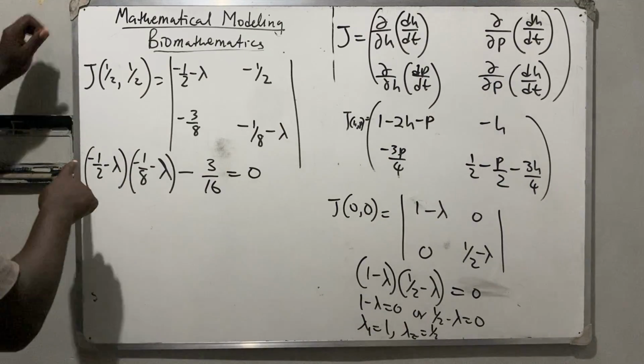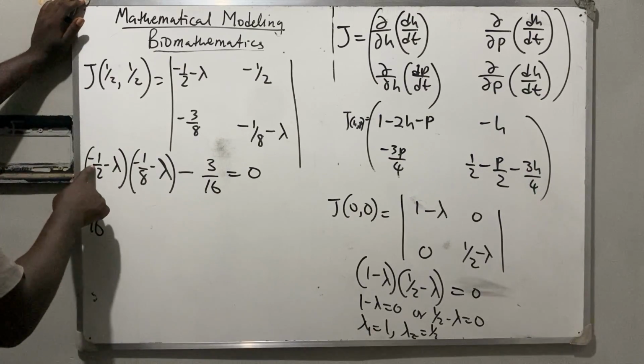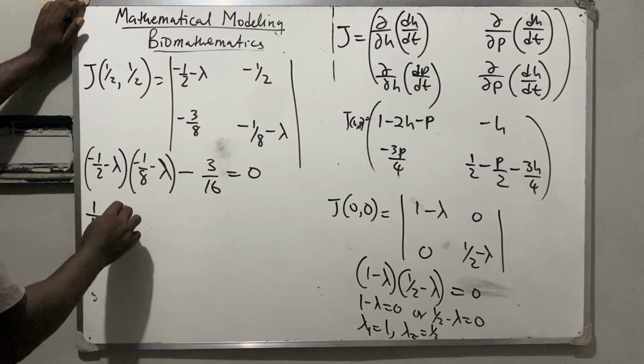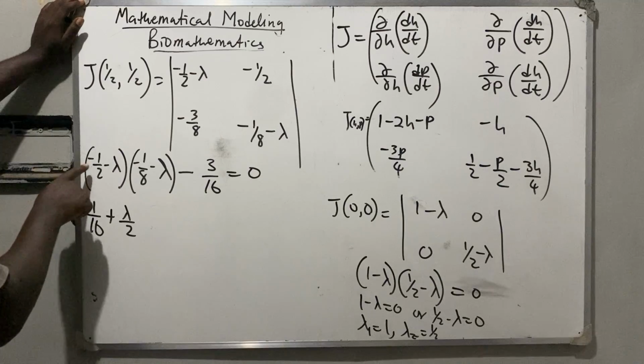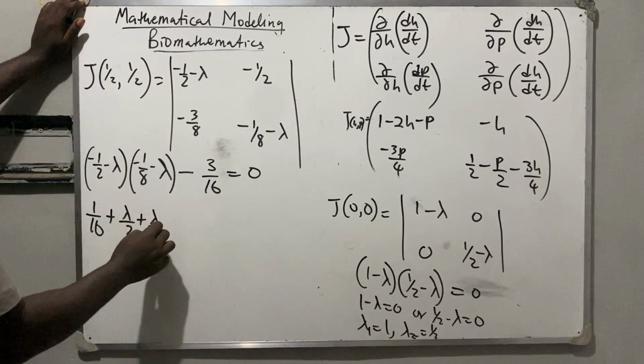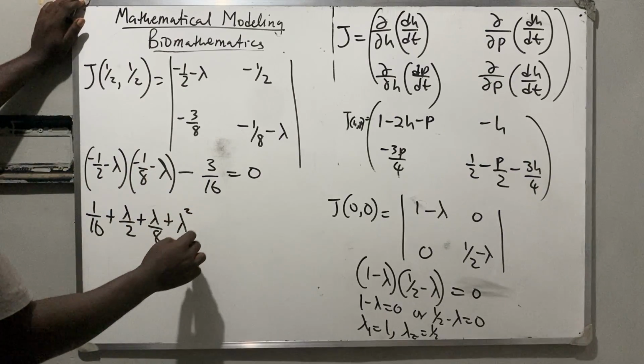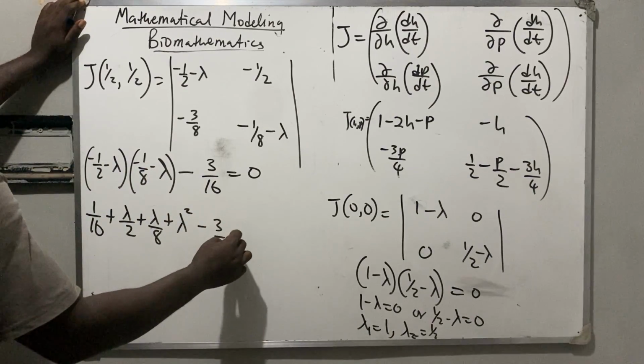So to open the bracket, I have that this time this will give you 1 over 16. This time this will give you plus lambda over 2. I'm done with this one. So this one minus this time this will give you plus lambda over 8. Minus this time this will give you plus lambda squared. Then minus 3 over 16 is equal to 0.